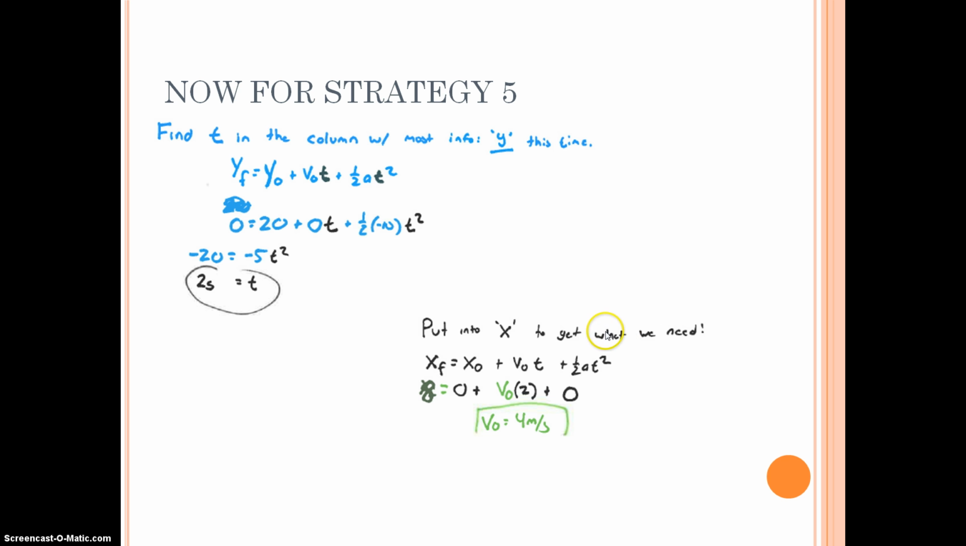Same equation, this time I'm using only the x information. 8 equals 0 plus blah, blah, blah. I get initial velocity of 4 meters per second. Write that down, make little notes on how you have to do this. You're going to be doing this a lot, and analyzing what happens. And then when you're ready, let's go on.